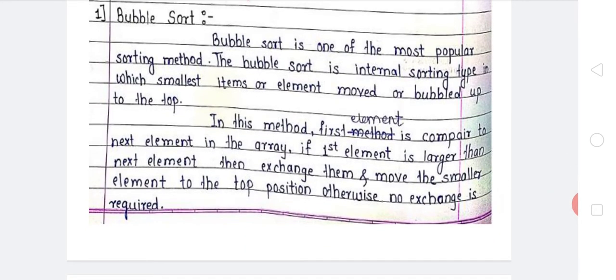Actually, bubble sort is one of the most popular sorting methods. The bubble sort is an internal sorting type in which the smallest items are bubbled up or moved up. In this particular method, the first element is compared to the next element in the array from left to right. If the first element is larger than the next element, then exchange them and move the smaller element into the top position, otherwise no exchange is required.